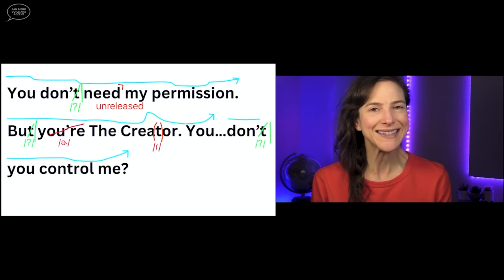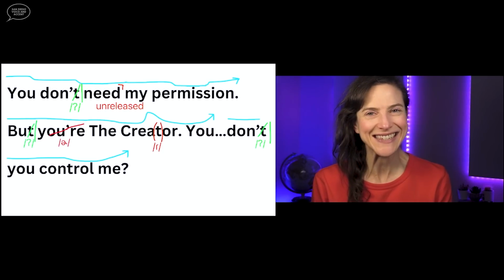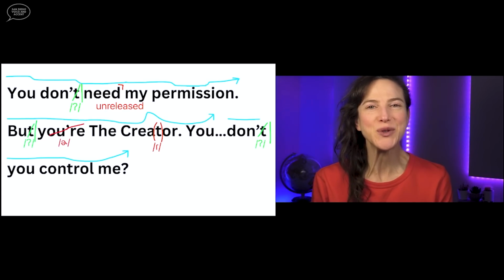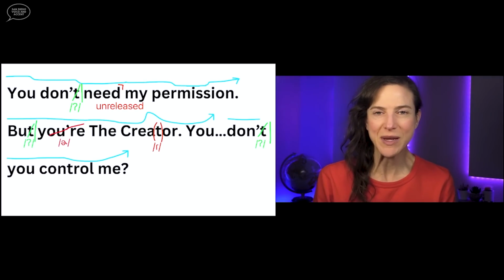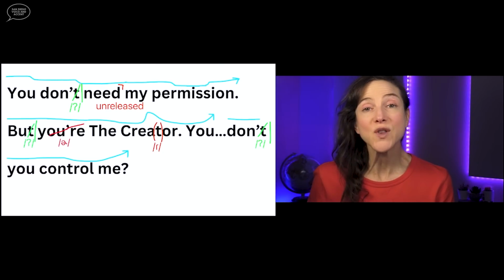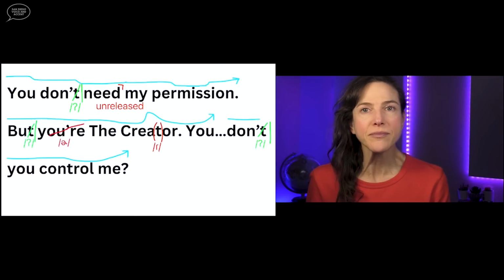Here's sentence number 11. "You don't need my permission. But you're the creator. Don't you control me?" Now on to the next sentences. We have two speakers, both represented on this slide. First, we have the creator who speaks, and then we have Barbie. So let's look at their intonation.